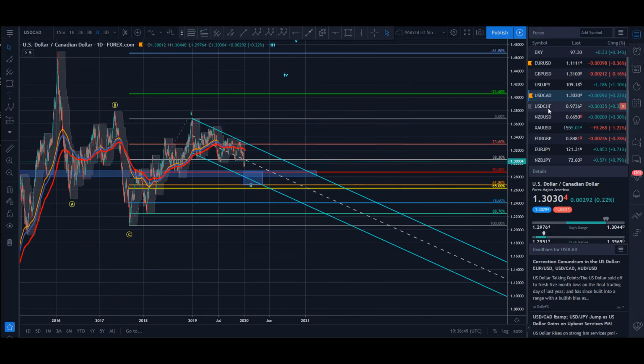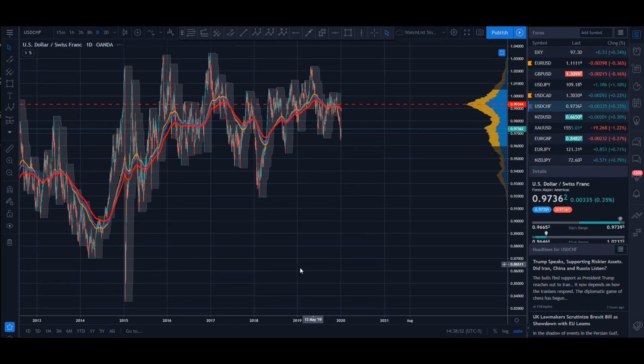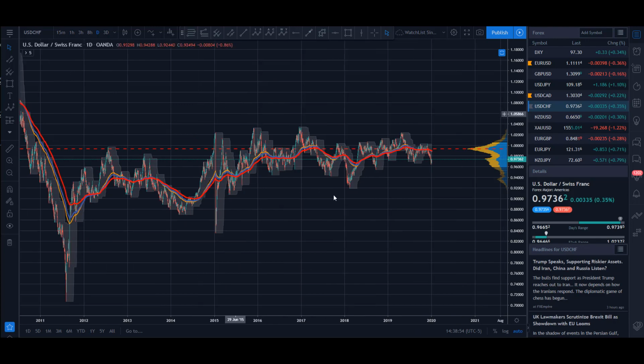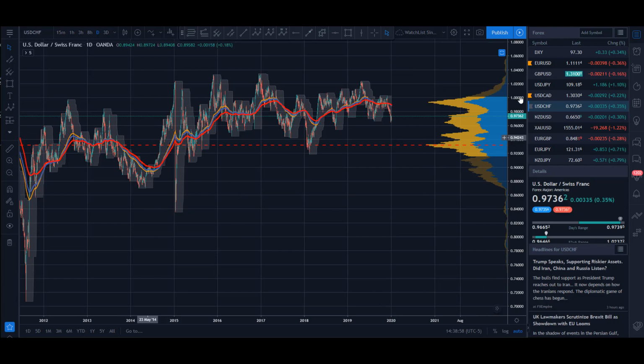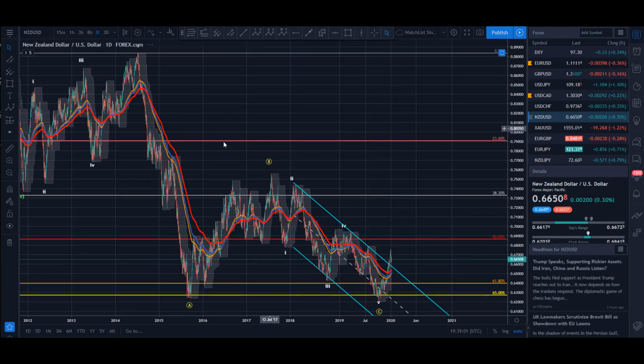How am I doing? 28 minutes. This, I almost never trade. The Swiss, just a chop monster. I hate trading the Swiss, so I rarely do. My suggestion would be you not try and do the same.